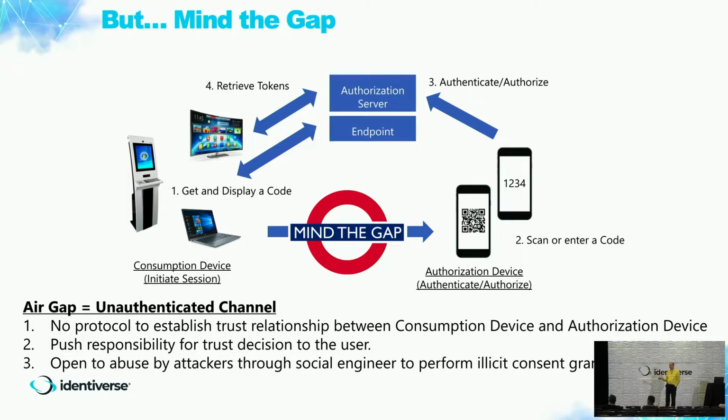But this is also the entry point for social engineering attacks, and I'll explain a little bit more about how those work. Essentially, social engineering attacks are being used to get the user to perform what we call an illicit consent grant attack. So basically, just get the user to scan a code and say yes. So how do they do that?